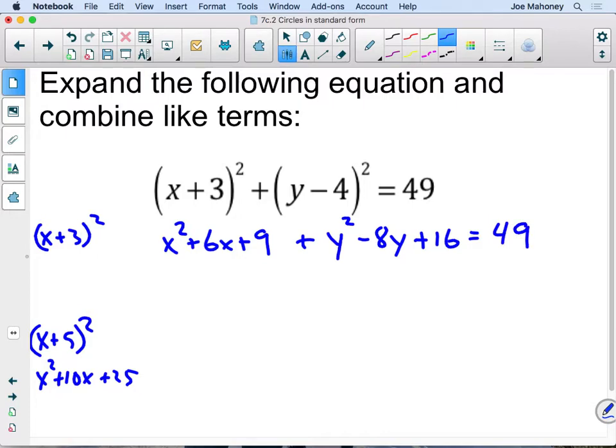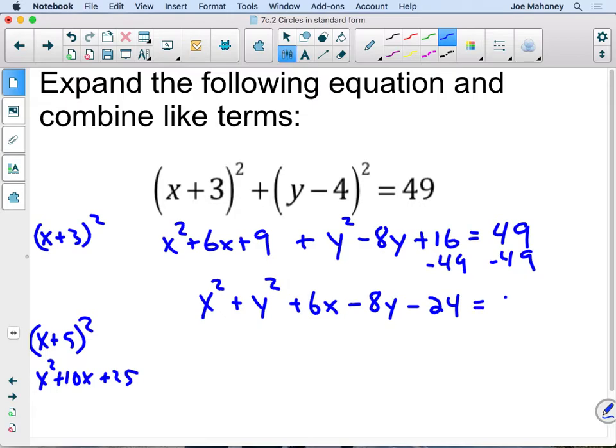Now, one thing that we like to do is group our terms together in descending order. So I'm going to rewrite this as x squared plus y squared, and then I'll put my x's and my y's. And then I'm going to combine some like terms and move it to the other side. So we'll do 9 plus 16, and that's 25. And if I subtract the 49 over, we'll get my minus 24 on that. This is what's called standard form.